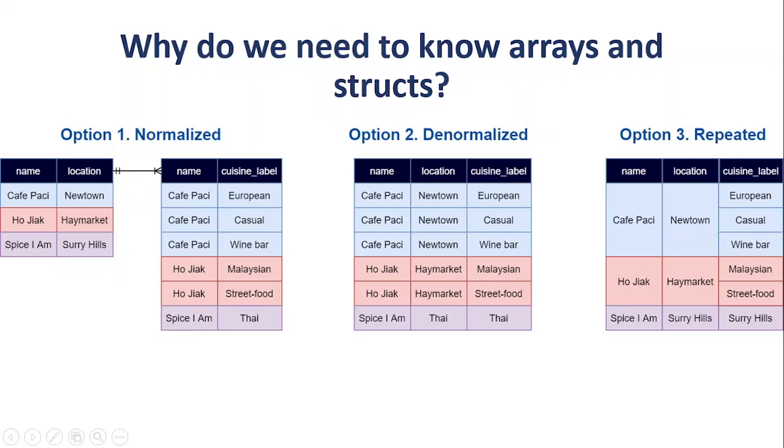Hope it makes sense why we are using arrays. Structs will come eventually, but this basically gives us the best of both worlds: you save on storage, and you also don't have to perform various joins, which impact your query performance.